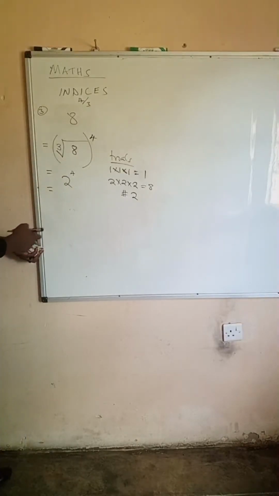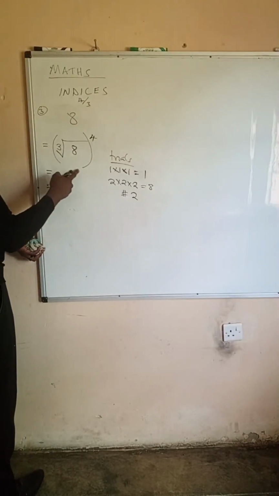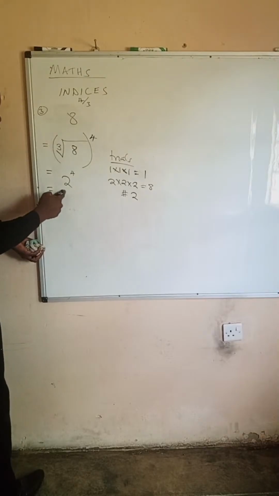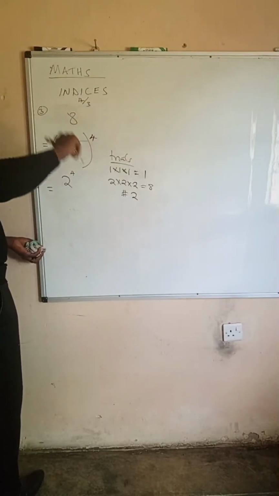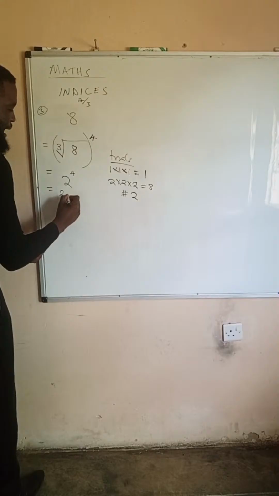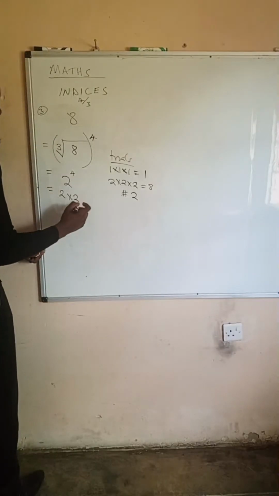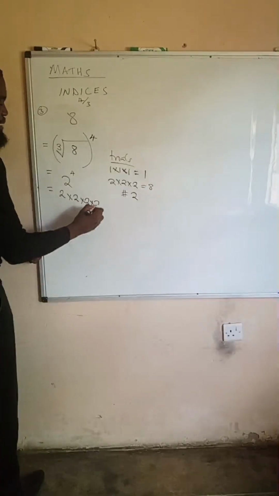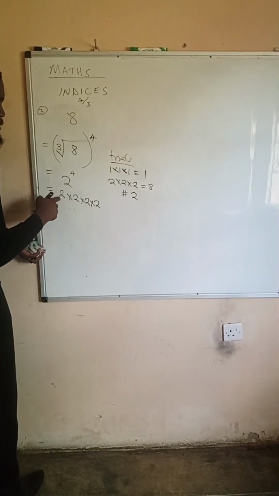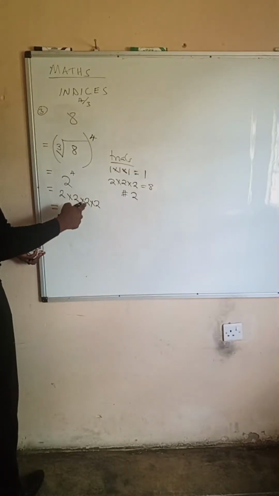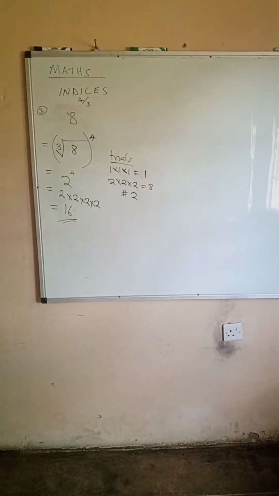2 raised to the power 4 does not mean 2 times 4. It means 2 multiplied by itself 4 times. So 2 times 2, how many times do I need to multiply these 2? 4 times. Times another 2, times another 2, which will give me 2 times 2, 4, times 2, 8. 8 times 2, 16.